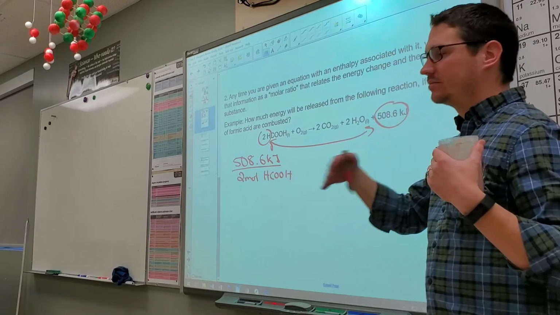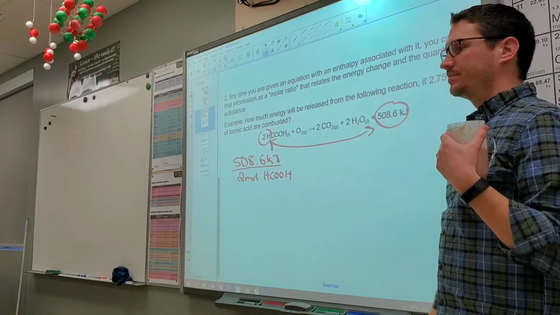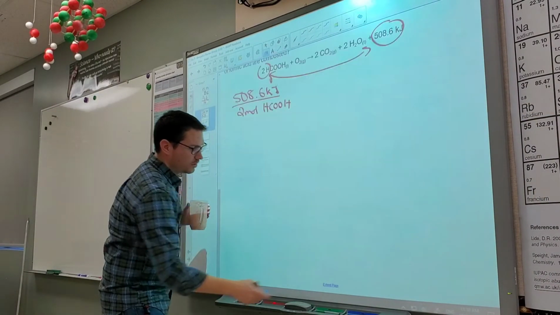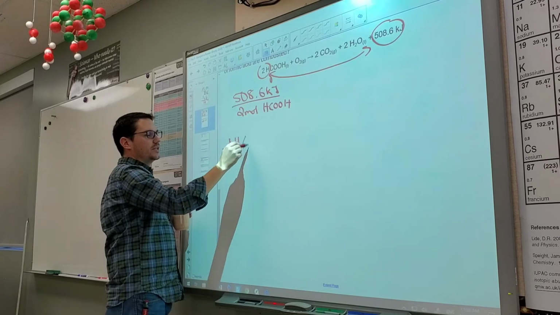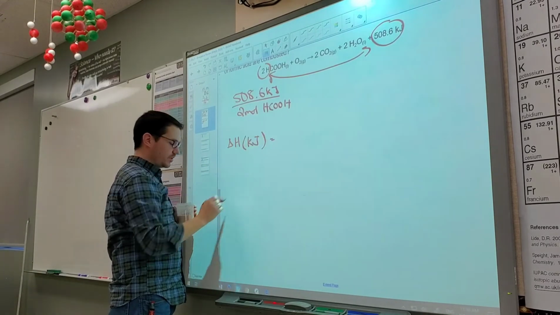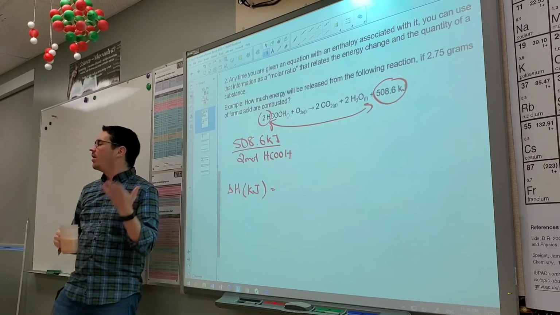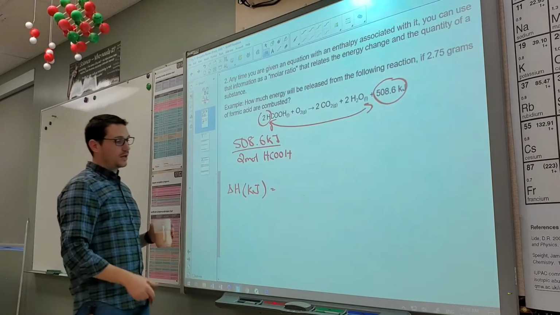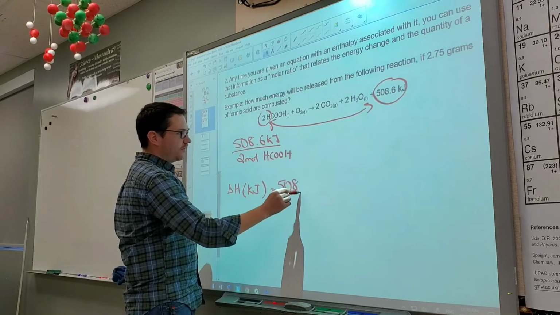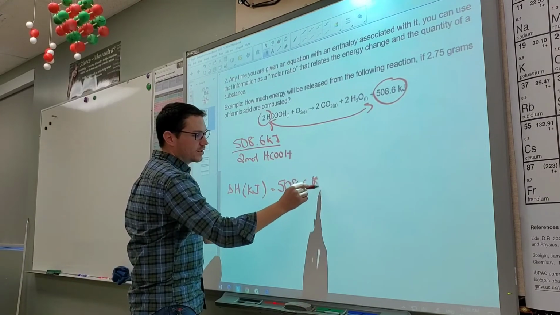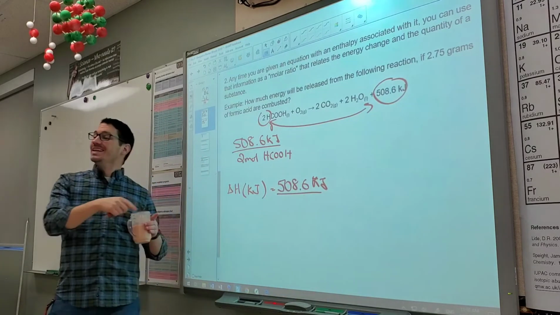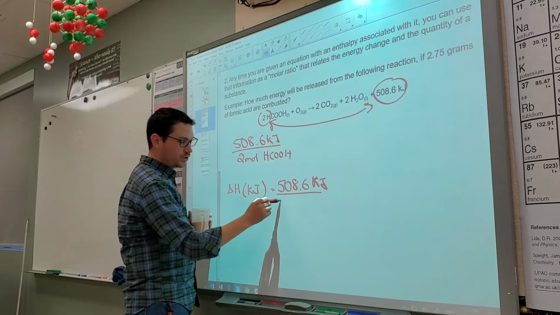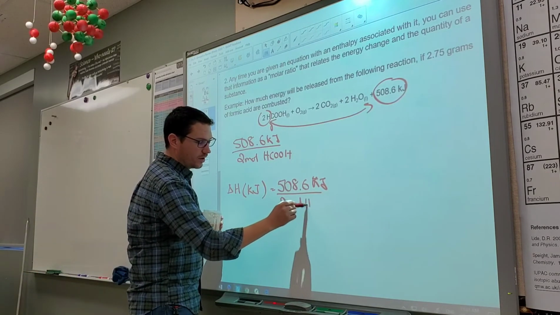What do you want from this? You want energy, right? So you want to know how much energy in kilojoules is going to be released. Where could you possibly get kilojoules from in this reaction? The 548.6. Yeah. And if you divide that by 2, 508.6 kilojoules are released for every how many formic acid? So 2 moles of formic acid.